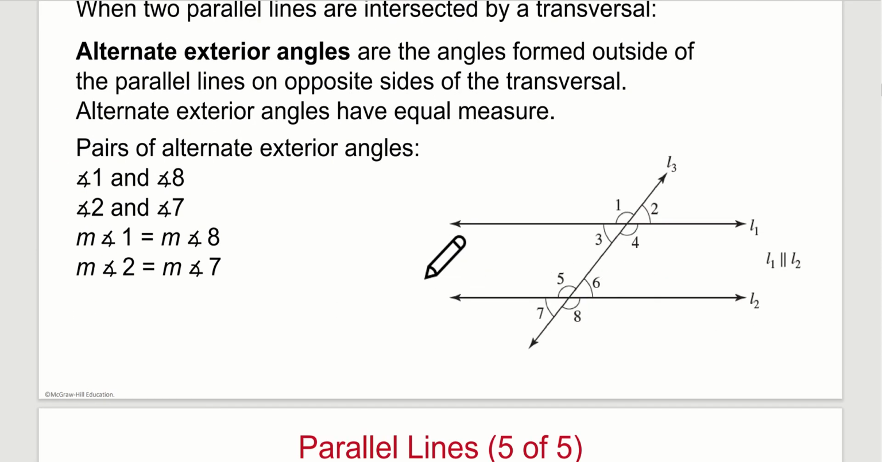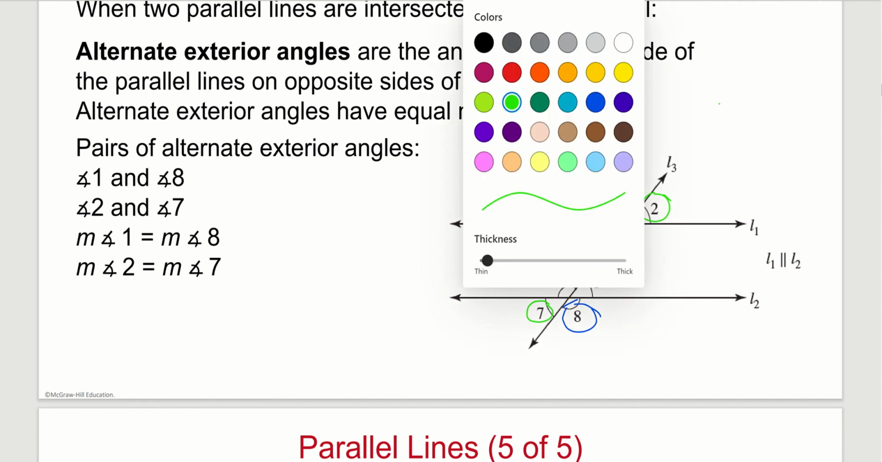We have a similar notion for alternate exterior angles. Alternate exterior angles will also be equal in measure. So if I look at the exterior angle up top, which is 1, the angle on the other exterior on the opposite side of the transversal would be 8. 1 and 8 are alternate exterior angles, and they're going to have the same measurement. And the other pair of alternate exterior angles would be angle 2 and angle 7. Those two are alternate exterior, and therefore they're going to have exactly the same measurement as well.